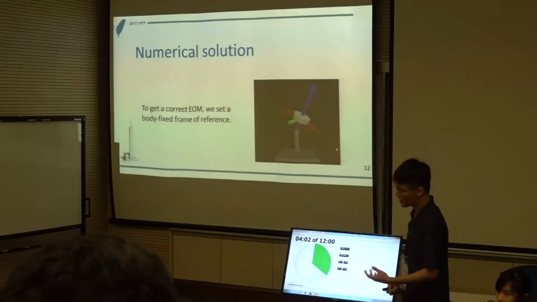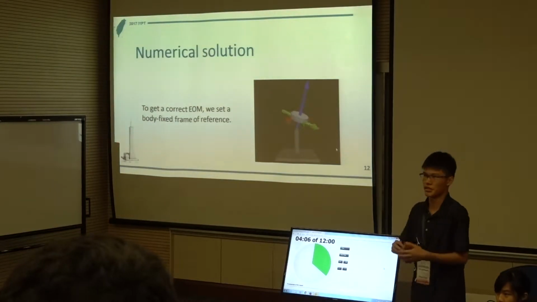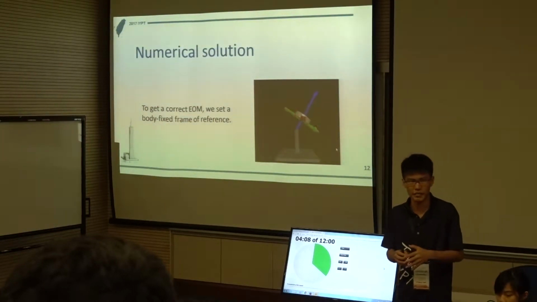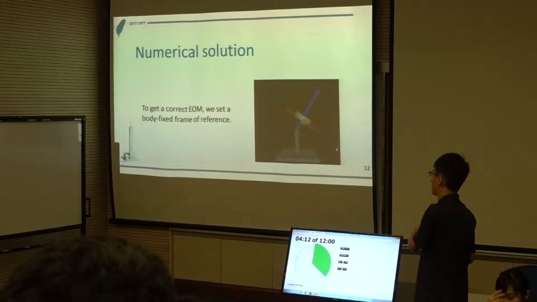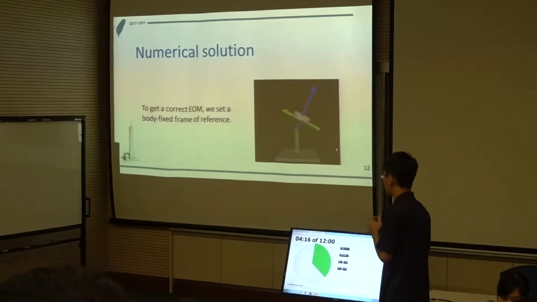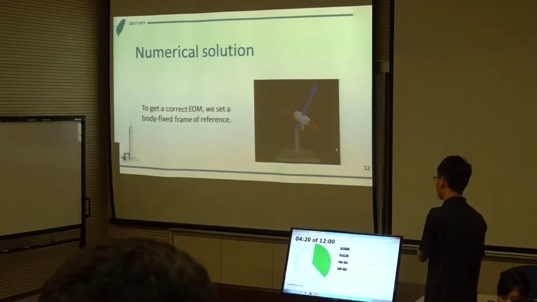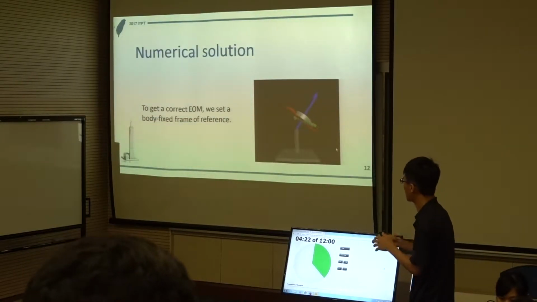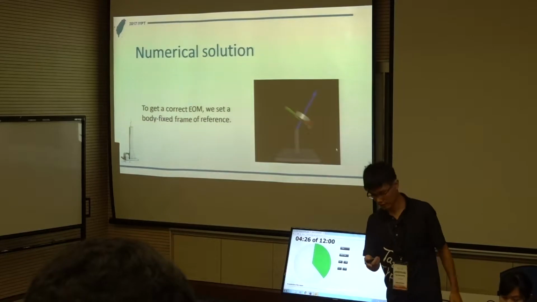And here we're going to talk about a numerical solution, because the problem statement told us we need to investigate the dynamics of a gyroscope. So here we want to discuss the numerical solution of the gyroscope. In order to get a correct equation of motion, we set a body-fixed frame of reference on the gyroscope. First, I would like to talk about how I set a body-fixed frame.